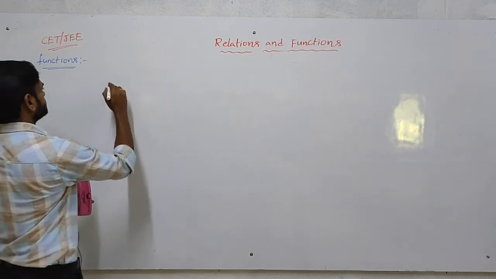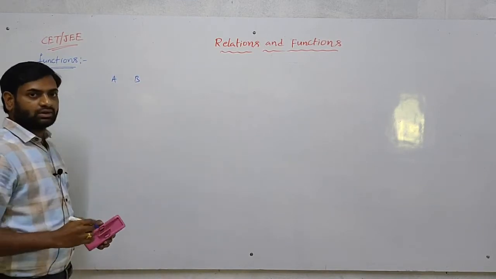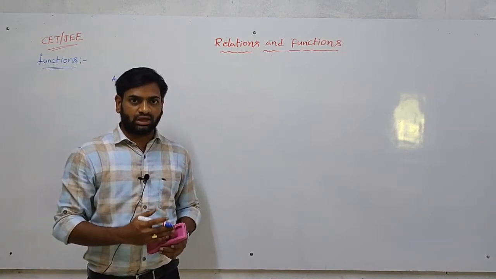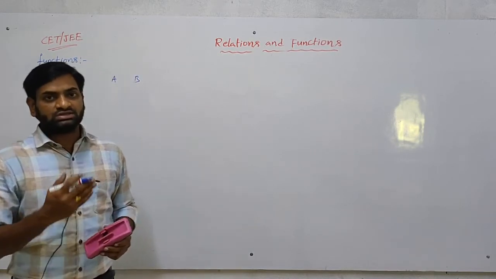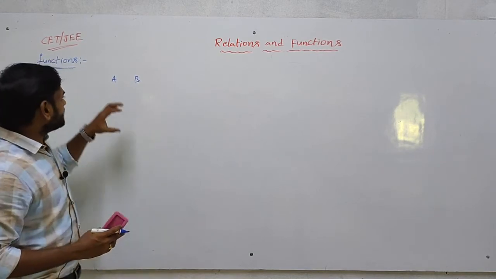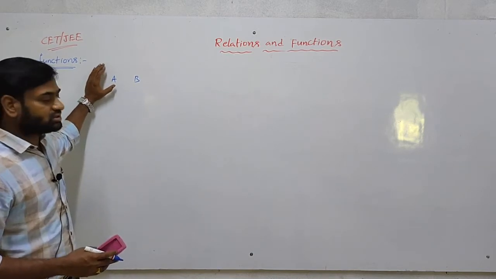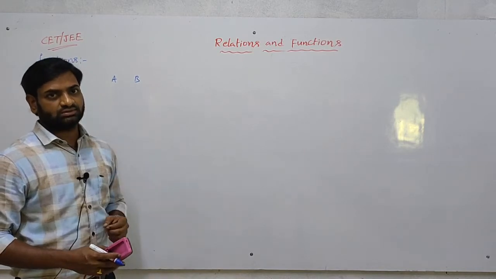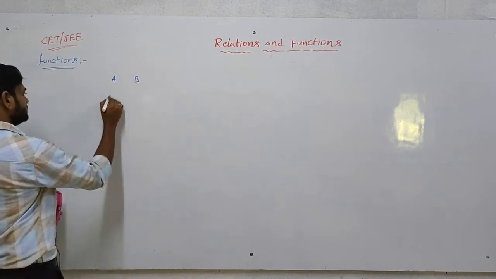See here, capital A and B are two sets. I am taking the relation from A to B. When can you say the relation is a function? When every element of A has a unique image, that means only one image in B, then we can say that relation is a function.